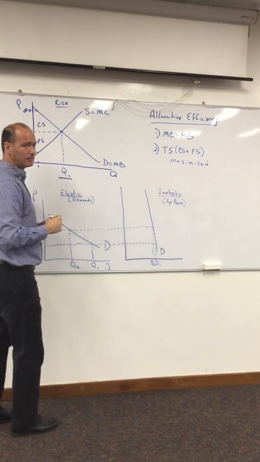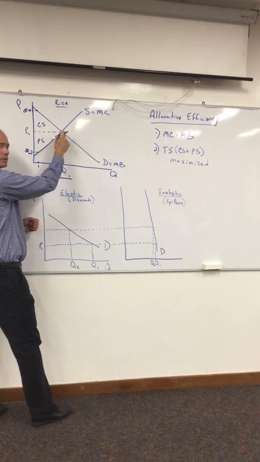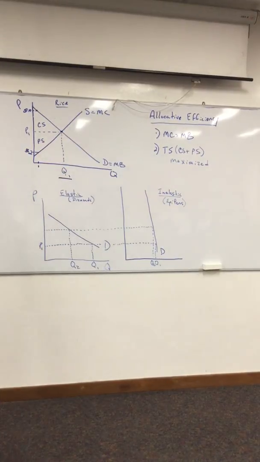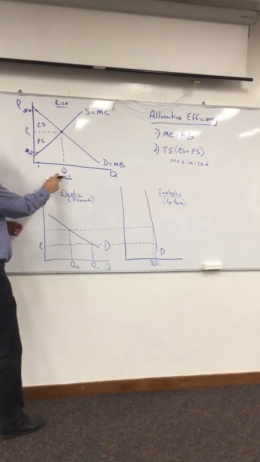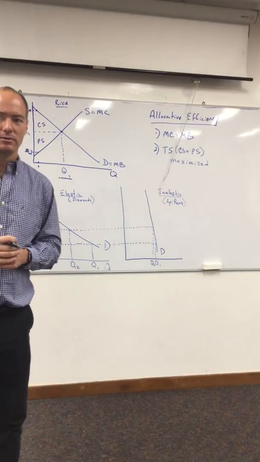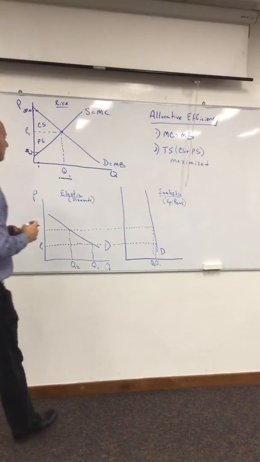Another way of explaining it is to say that at the last unit produced, the marginal cost is equal to the marginal benefit. So on a test, if I ask you, okay, is this an allocatively efficient outcome? Your answer in this case would be, if it's Q1, yes, because total surplus is maximized and the marginal cost of the last unit produced equals the marginal benefit of the last unit produced. Okay, that would be your answer.